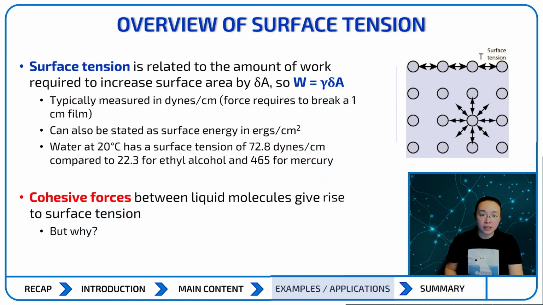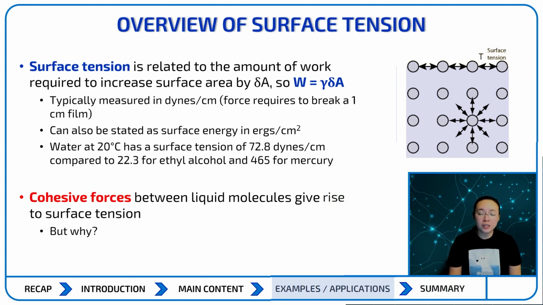As an overview of surface tension, we should first know what it is and why we think that the alveoli will collapse without lung surfactant. So surface tension is going to be related to the amount of work required to increase your surface area by a certain dA or delta A. So the work required is equal to gamma times delta A. Typically, it's measured in dynes per centimeter, the force required to break a 1 centimeter film, specifically for biofilms. But in this case, we've just presented some basic values here for your reference.